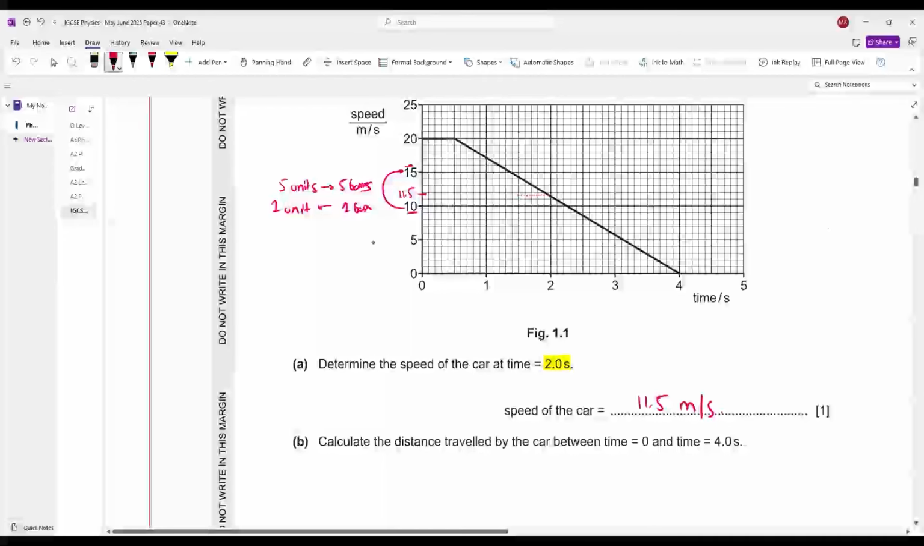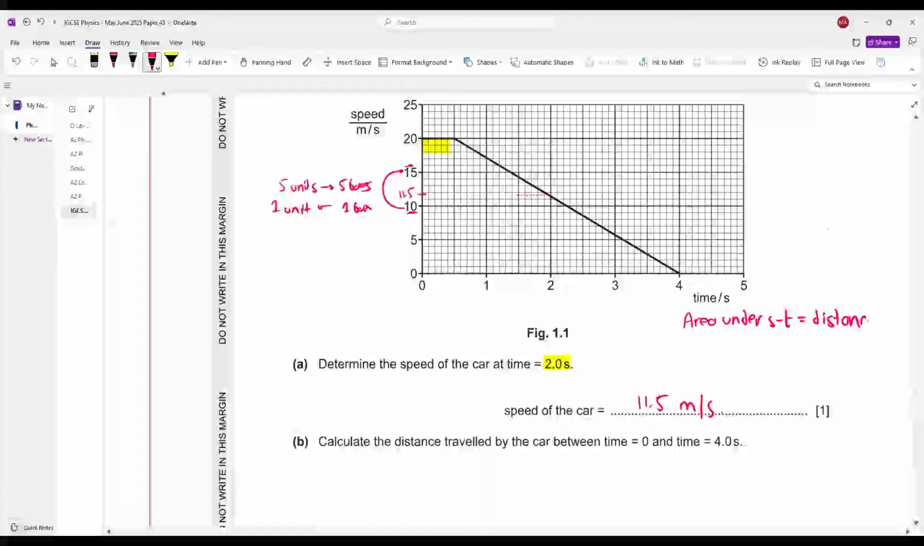Simple. Calculate the distance traveled by the car between time t is equal to 0 and time t is equal to 4 seconds. Basically, you have to remember कौन सा की पॉइंट रिमेंबर करना है बेटा. एरिया अंडर speed time graph is equals to distance. Area under speed time graph is equals to distance. तो हमने ये एरिया निकालना है. We have to calculate the area under the speed time graph. That is this distance we have to calculate.